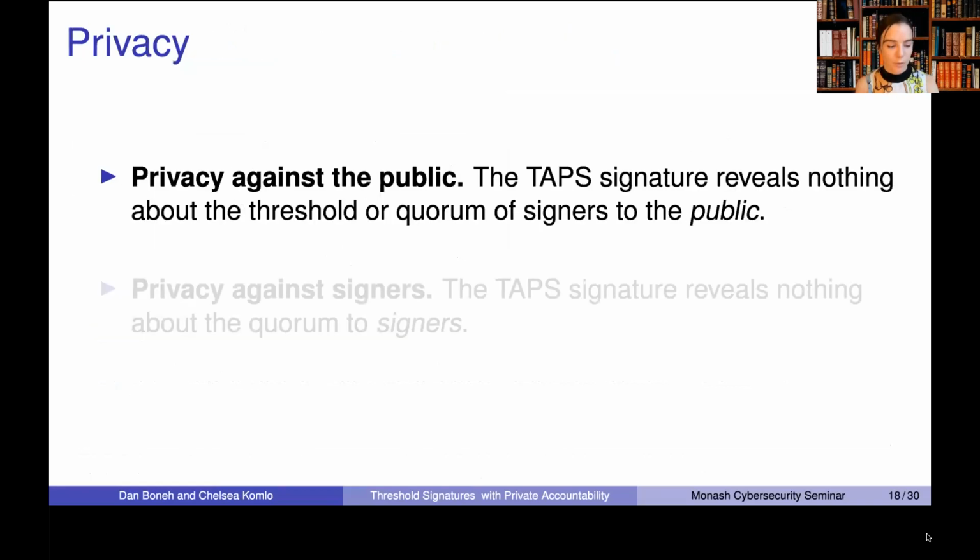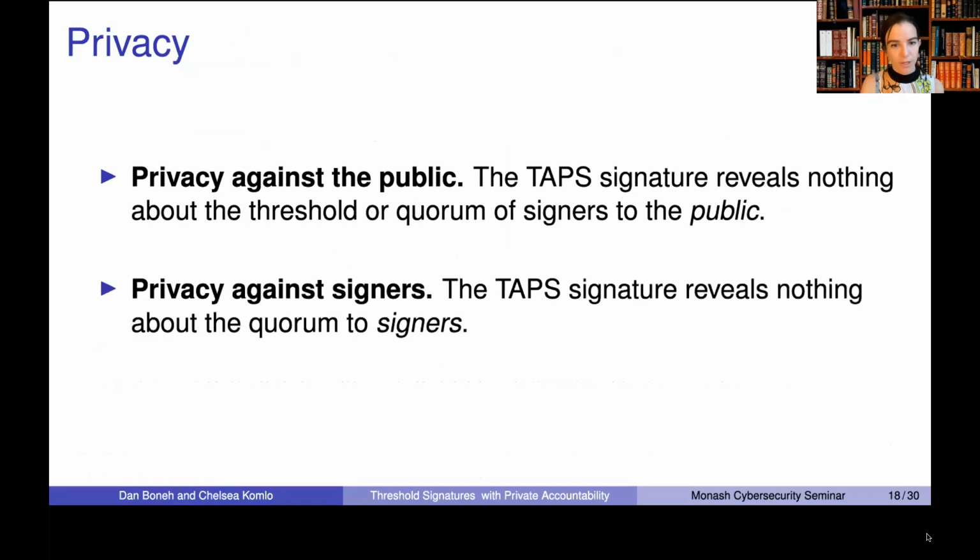So then for privacy, we divide the privacy notion into two different notions. The first notion is privacy against the public, which means that someone just looking at a signature is not able to learn anything about the threshold or the quorum of signers. That's something that we talked about before. And then privacy against signers, as we spoke about before, is that the TAP signature should reveal nothing about who signed. Again, if I'm a signer, I will learn by process of elimination the threshold, so we can't really protect against that. But we can say if a signature is output, it should reveal nothing about who signed it.